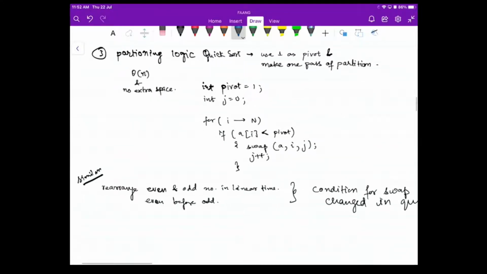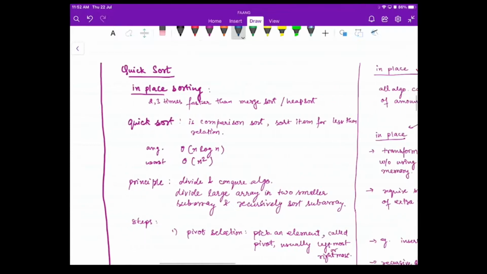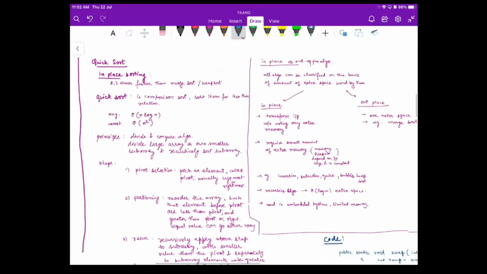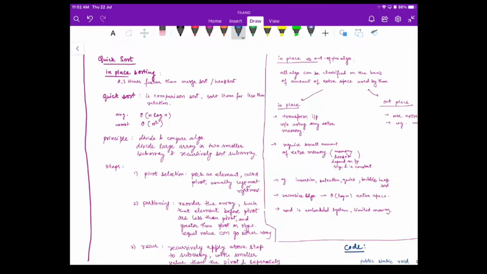So the third method is the one that is required here. This method is called partial logic quicksort. Quicksort is one of the sorting algorithms. If you don't know it, I'm going to explain quicksort here. Quicksort is an in-place sorting algorithm. It's 2 to 3 times faster than merge sort or heap sort. We will cover that later.